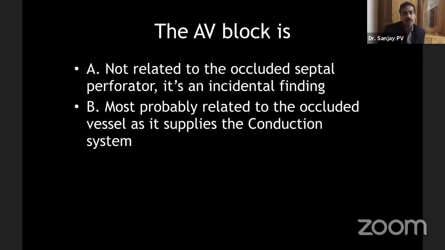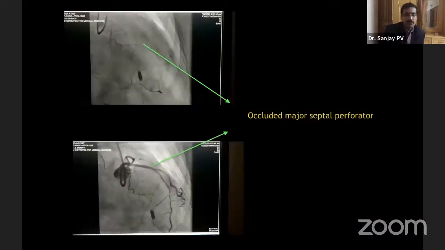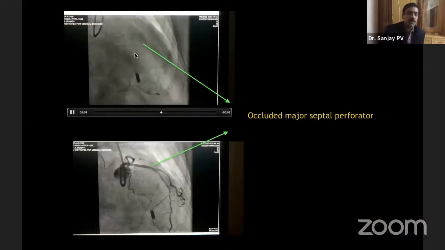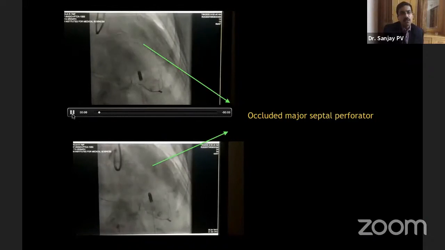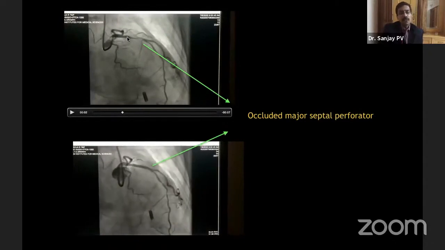Whereas in anterior wall MI, if you take the bundle of His, 75% is supplied by the left coronary artery, 15% by both. And the right and the left bundle are exclusively supplied by the septal perforators, usually these two. The first, probably this large septal perforator, supplies the proximal left bundle and right bundle. So when an MI causes AV block because of injury to this septal perforator, it means you have an occlusion here. That is why an AV block with an anterior wall MI is very, very severe disease. The patient is in hypotension and usually doesn't survive. Whereas in an inferior wall MI, even though it's more common, most patients can recover.